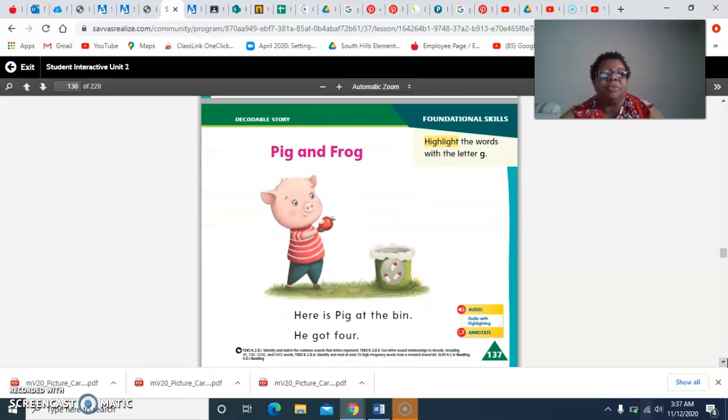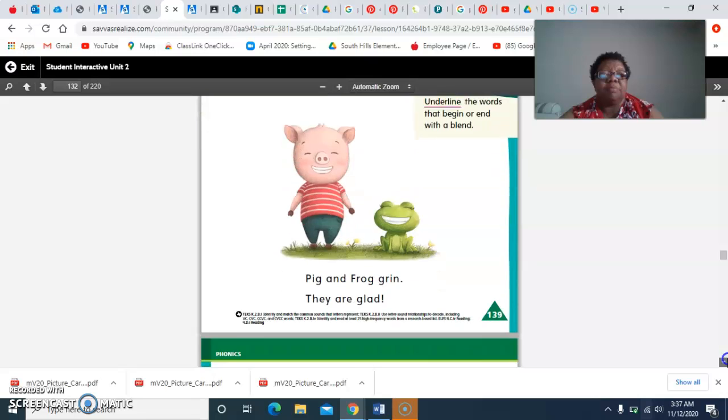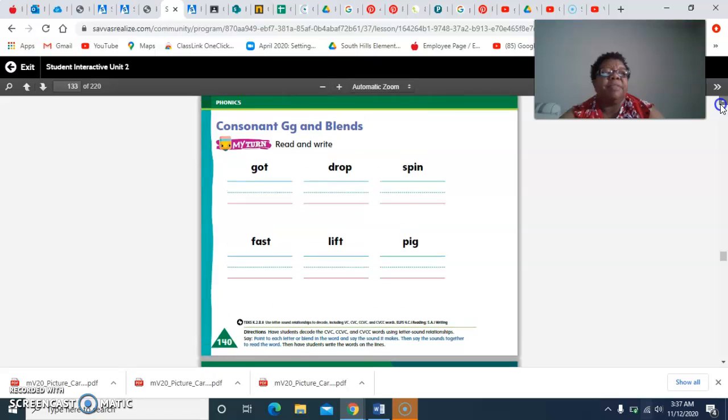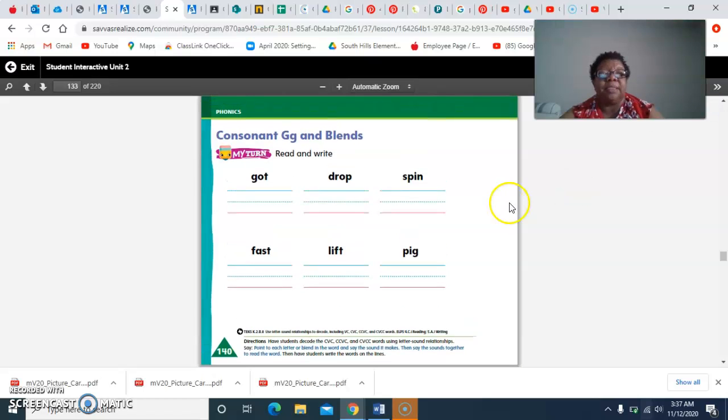If you haven't read your story, Pig and Frog, make sure and read your story, Pig and Frog. Then you have some words that have the letter G, and also blends. You have the words got, drop, spin, fast, lift, pig. Practice writing those words, reading those words, sounding them out, trying to read them by yourself, and then write the word on the line. Make sure and write it nice and neat.